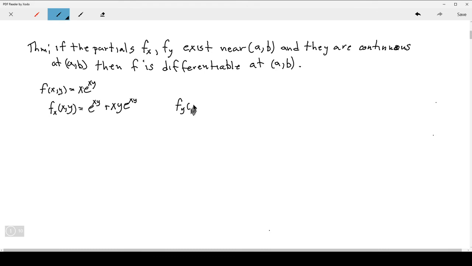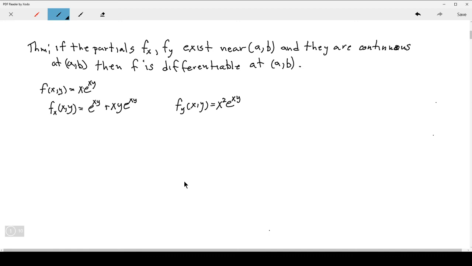Fy, okay, is not a product, right? Because we're doing this with respect to y. So since we're doing this with respect to y, we're going to get x, and then the derivative of e to the xy, which again is going to be e to the xy, times the derivative of xy with respect to y, which means x is a constant, so that's just going to throw another x out front. All right, so there are the first partials.